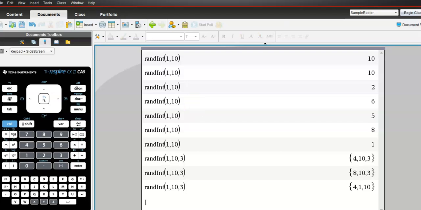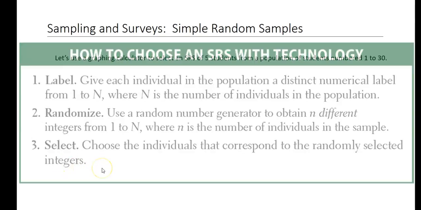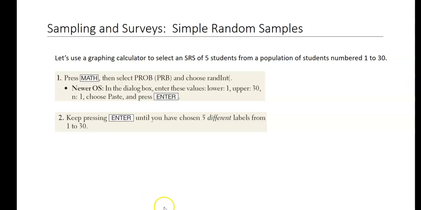You can use your calculator to generate the random numbers, and then we use those random numbers to choose individuals from those integers. There are lots of different ways to do that. We'll talk about a few ways. So let's use a graphing calculator to select a simple random sample of 5 students from a population of students numbered 1 through 30. So go to randInt, 5 different labels from 1 to 30.